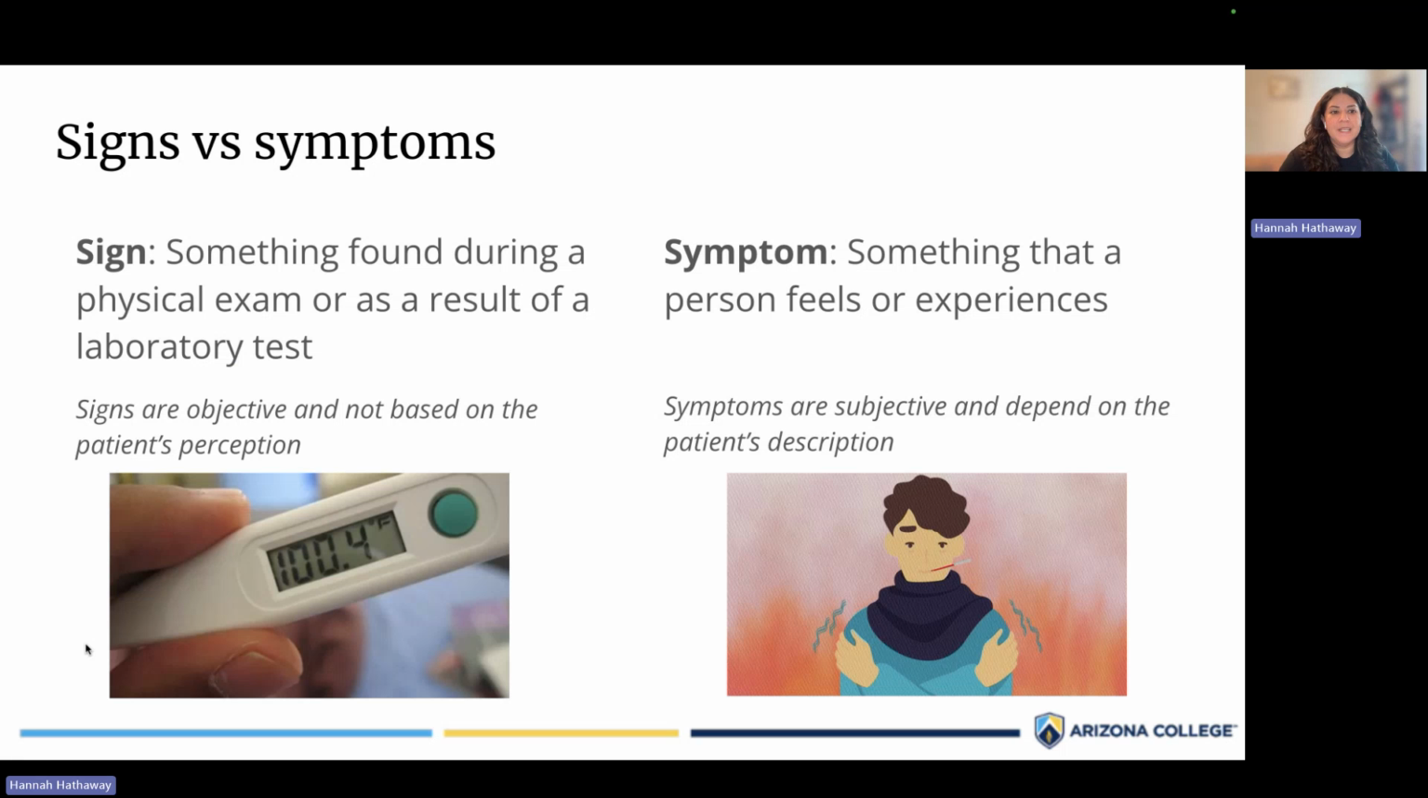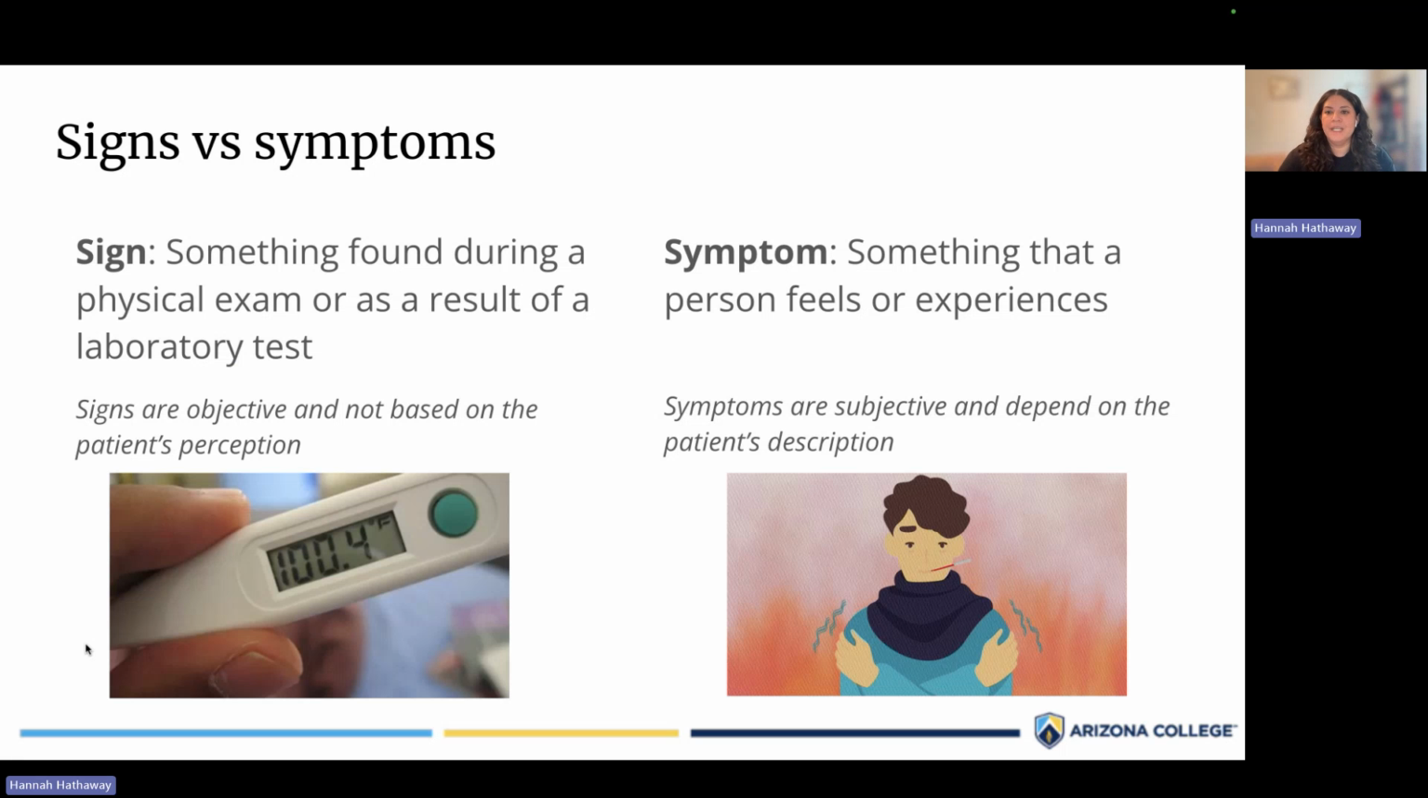A sign is something that's found during a physical exam or a lab test. So it's essentially something that you can measure. Signs are objective, not based on the patient's perception. For example, if a patient is running a fever of 100.4, that is a sign. That is a physical thing you can say for sure this patient has a fever.